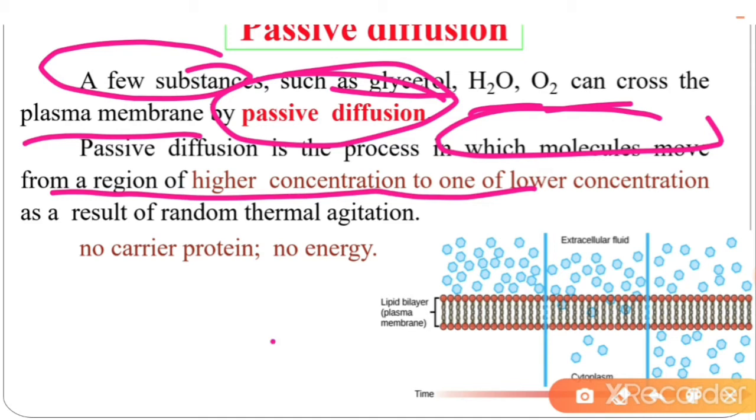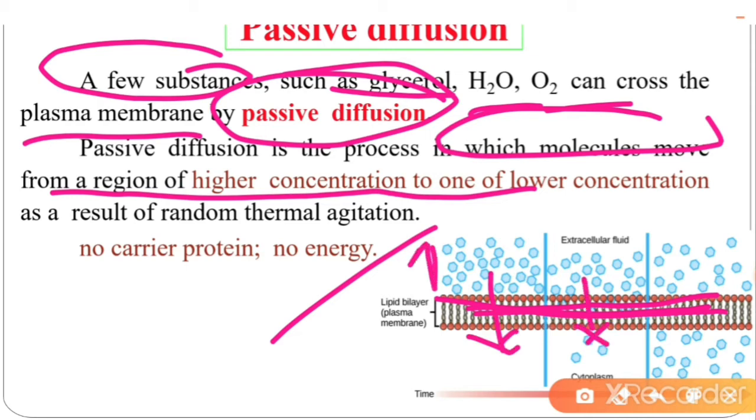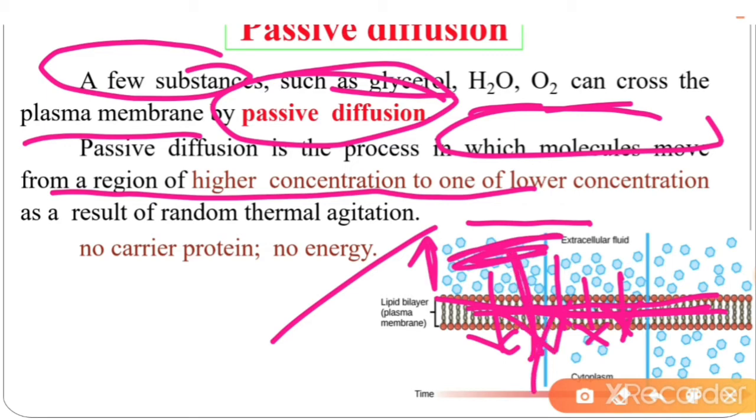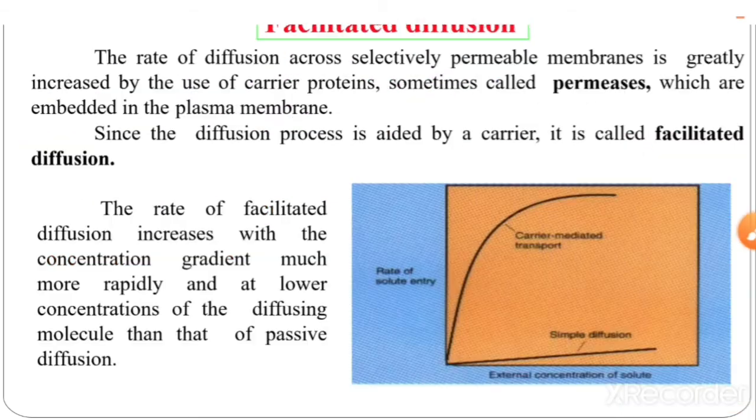Now we can see this figure, where this is a lipid bilayer, and through this lipid bilayer the molecules are coming in. See here, the concentration is very high outside the cell. So from the outside the molecules are coming inside, from the higher concentration to the lower concentration, and that is known as passive diffusion.